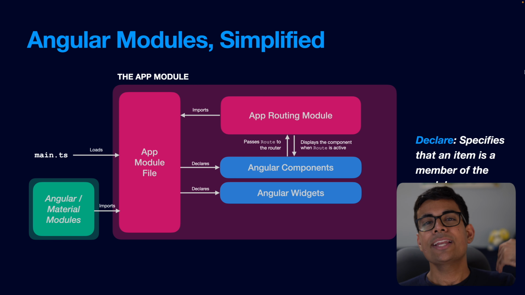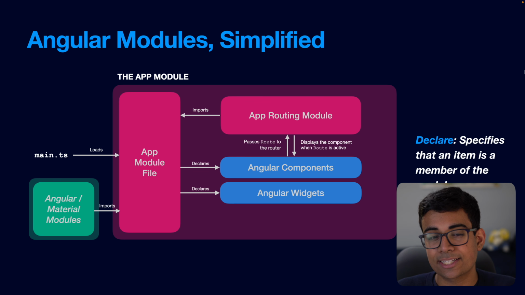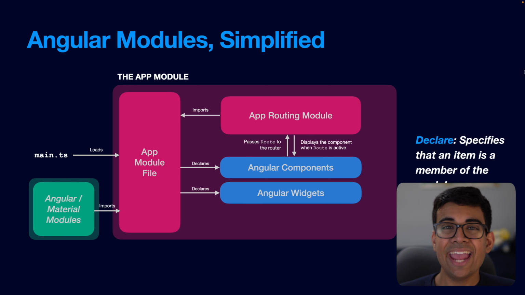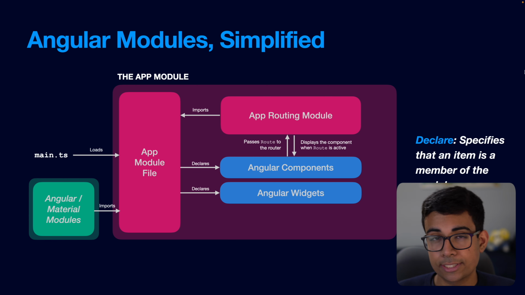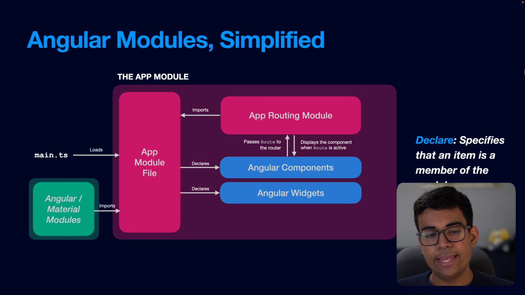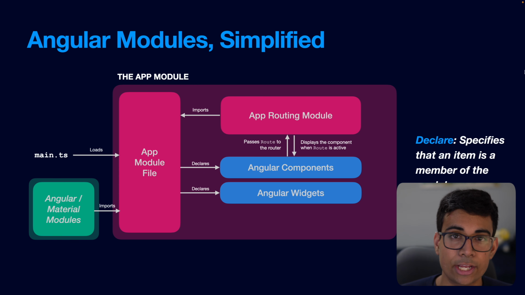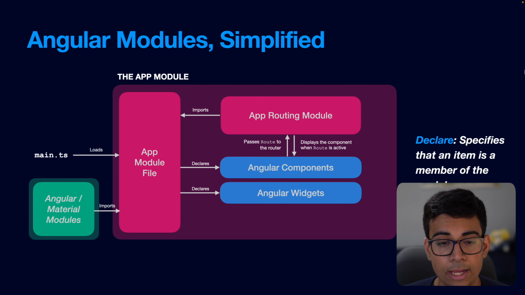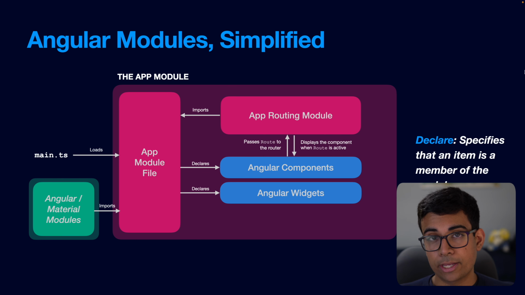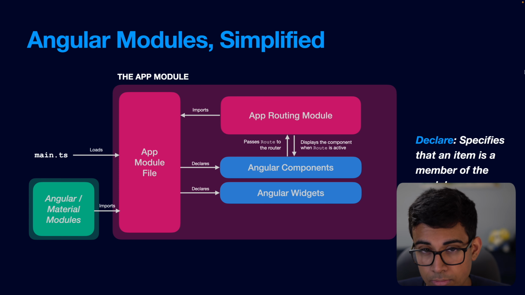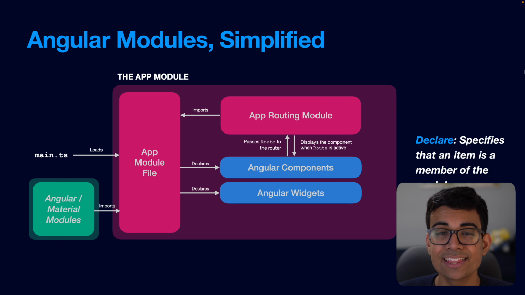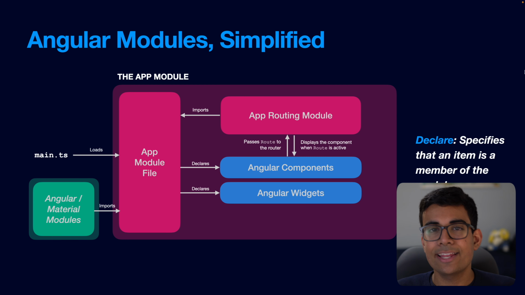So for example, if I create a search bar widget and it's declared by my app module, then any other page declared by that app module can use that widget. So for example, if the about page is declared by the app module, then I can use that search bar widget that I created. In addition, pretty much all of my components within that app module can use that widget. Now, a component in a different module won't be able to use that widget unless the module that the widget is in is imported.